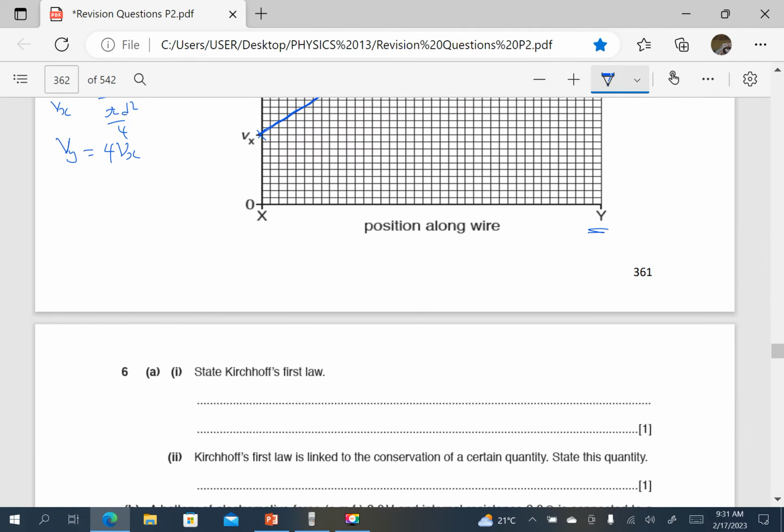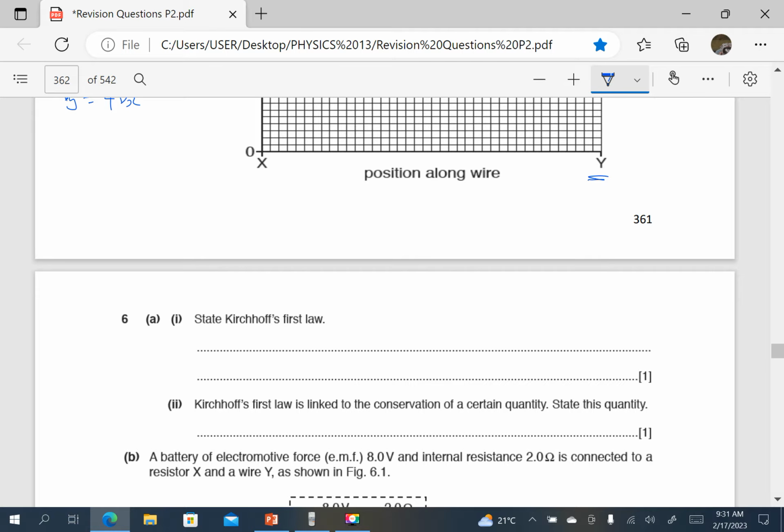Next, state Kirchhoff's first law. Kirchhoff's first law deals with current at a junction. So we can simply state it as: the algebraic sum of currents at a junction is zero. Algebraic means you consider positive and negative. So the algebraic sum of currents at a junction is zero.